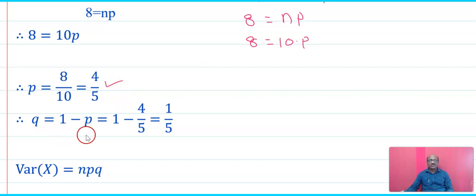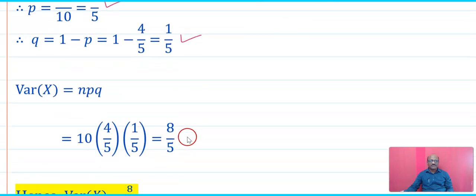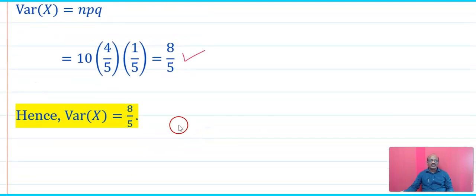Therefore, Q is equal to 1 minus P, that is 1 minus 4 by 5, which is equal to 1 by 5. Therefore, variance of X is equal to NPQ, that is 10 into 4 by 5 into 1 by 5. If we simplify it, you will get 8 upon 5. This is the variance of X, that is 8 upon 5.